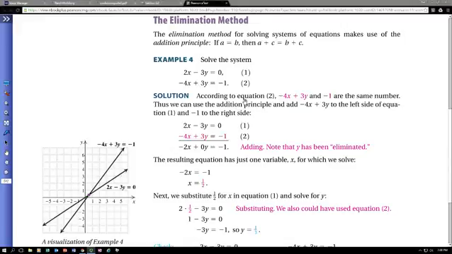Actually, with substitution and elimination, depending on what you start with, you're going to make some decisions about which method you're going to use. It depends on what the equations look like when you start.